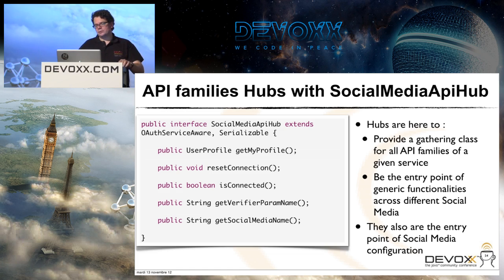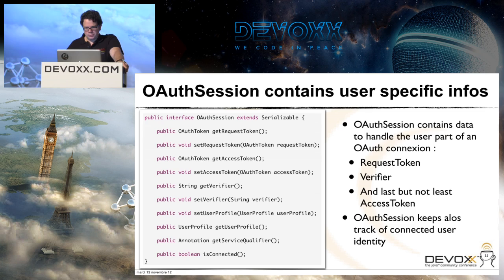And it's also the entry point of social media configuration. It's this class that I will use today to put my configuration, saying, okay, I have an application defined on Twitter, so I give you the configuration of this application with the public key, secret key, callback URL, and so on. It's the entry point where I put the configuration. We'll see how we do it right now in CDI. It will be different in Java EE, that's for sure.